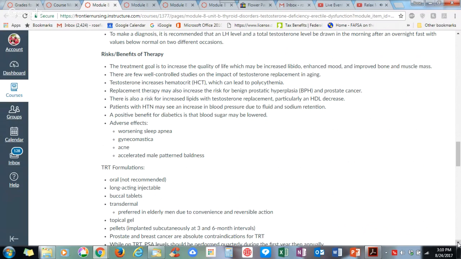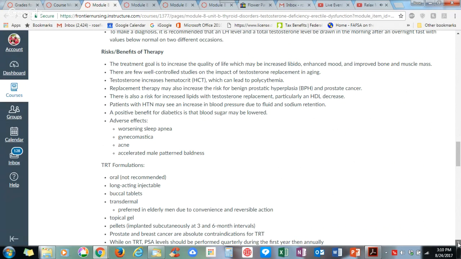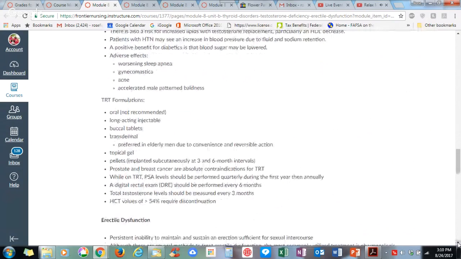There is also a risk for altered lipids with testosterone replacement, particularly an HDL decrease. Patients with hypertension may see an increase in blood pressure due to fluid and sodium retention. A positive benefit for diabetics is that blood sugar may be lowered. Adverse effects: worsening sleep apnea, gynecomastia, acne, accelerated male pattern baldness.